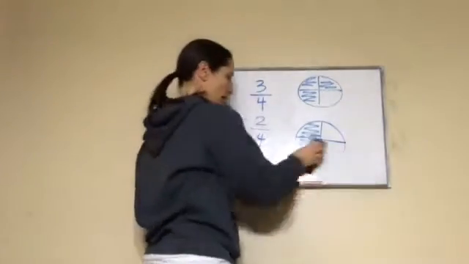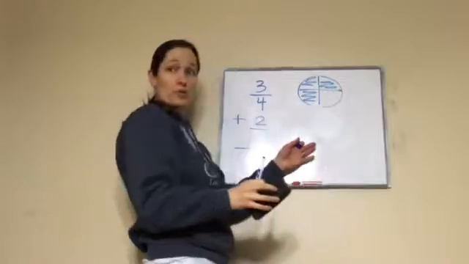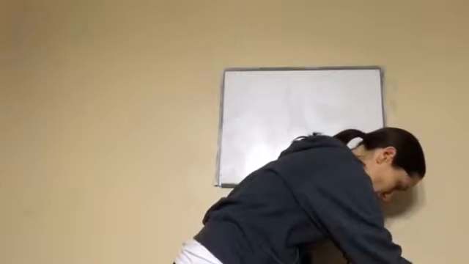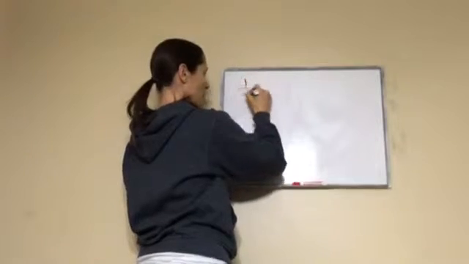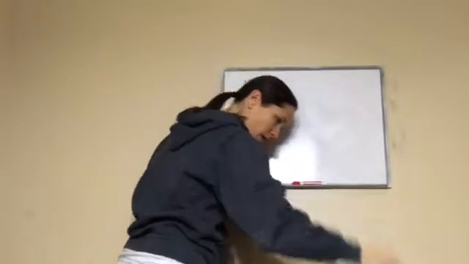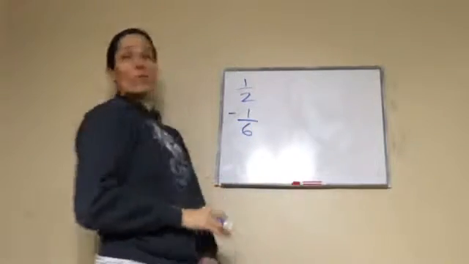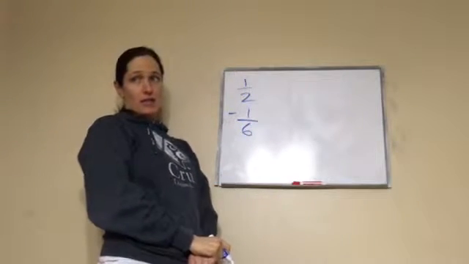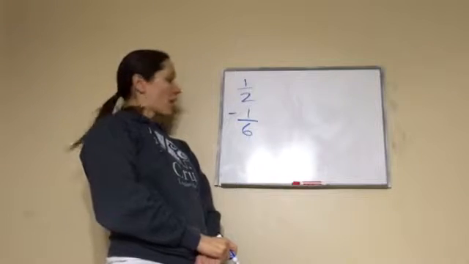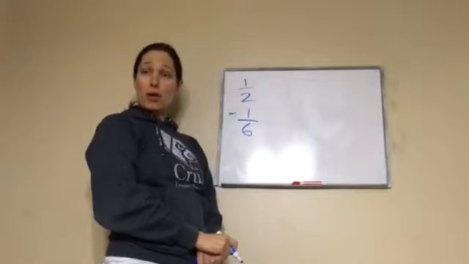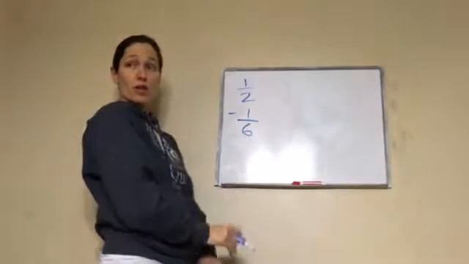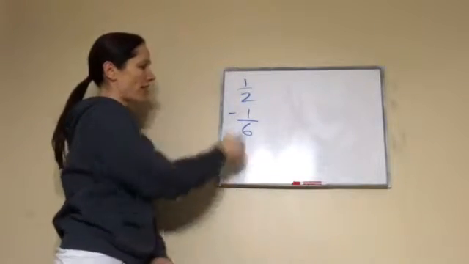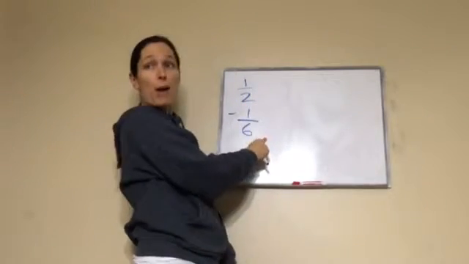All right, now let's do some where you don't have to use the illustration. I'm going to teach you how to do it without having to use the illustration. What I want you to see me do is this one right here: one half minus 1/6. Now, what you're going to do is look at both denominators. Try to think of a common denominator that both of those will go into.